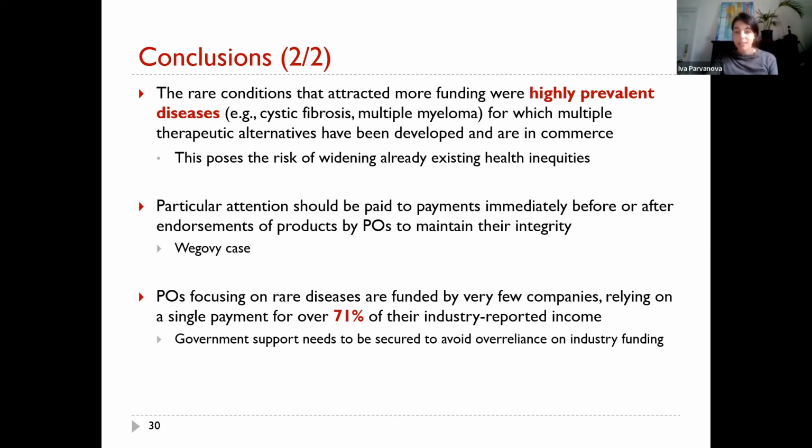And lastly, the patient organizations focusing on rare diseases are funded by very few companies, and they rely on really high single payments in terms of their overall industry funding. So this can create even higher dependencies on companies. What we believe can happen here is that government support can be used to avoid over-reliance on industry funding and all the biases and conflicts of interest that can arise from that.